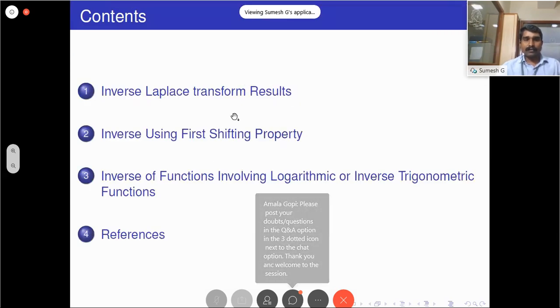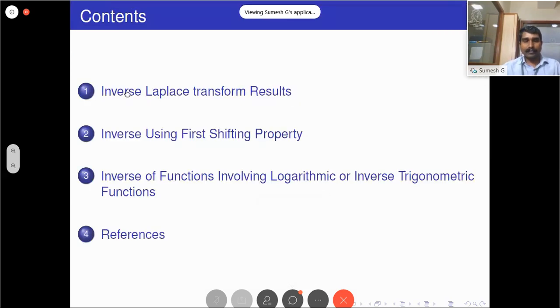These are the contents of today's presentation. First, we will discuss inverse Laplace transform results. Then, a method to find the inverse using the first shifting property. Another method is the inverse of functions involving logarithmic or inverse trigonometric functions.